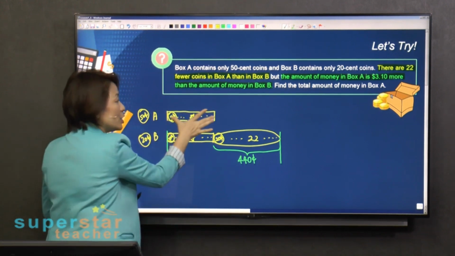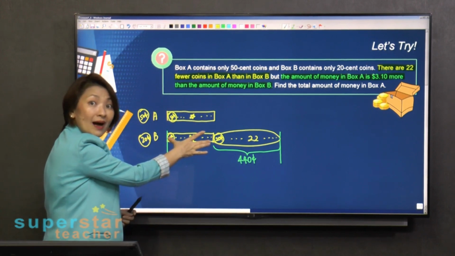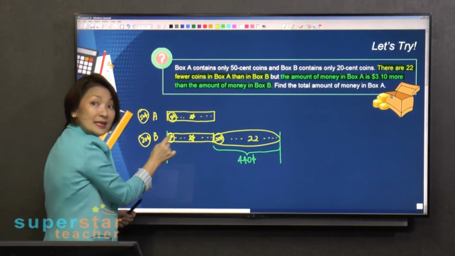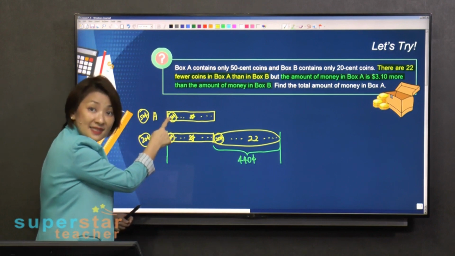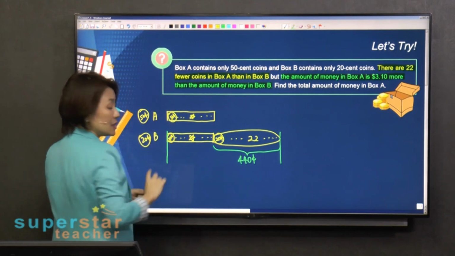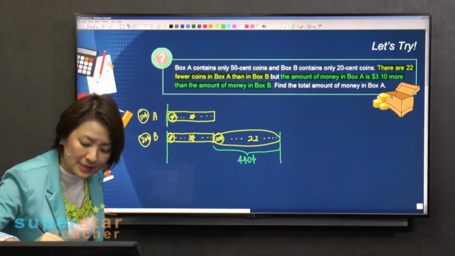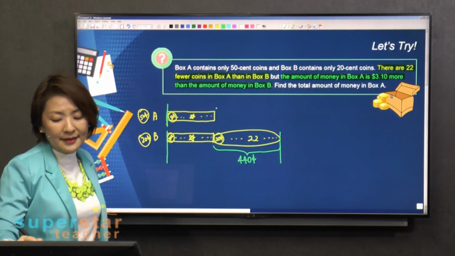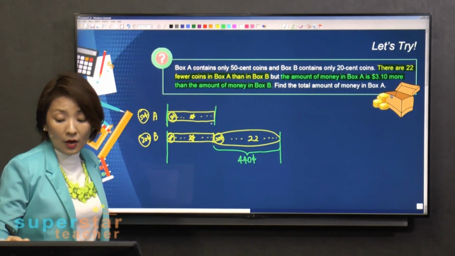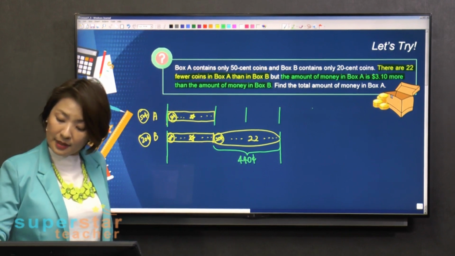But is the value of this the same as the value of this? No. Why? Because each one is 20 cents, whereas each one is 50 cents here. Okay? So the value will be more. Where should it be? The value of A, in green, starts from here. Should it end here? Or should it end here? Or should it end here? Or should it end here?